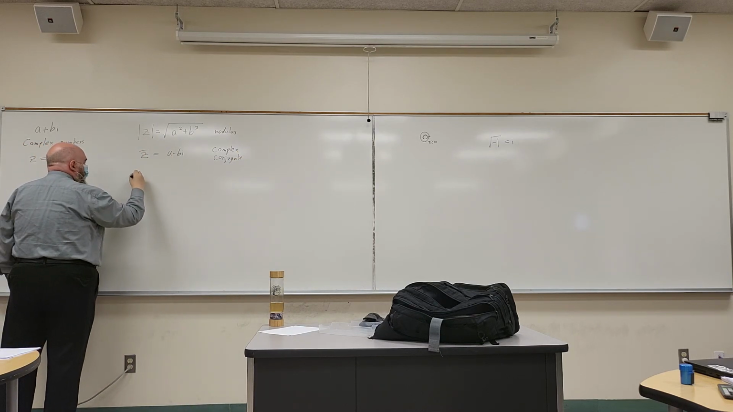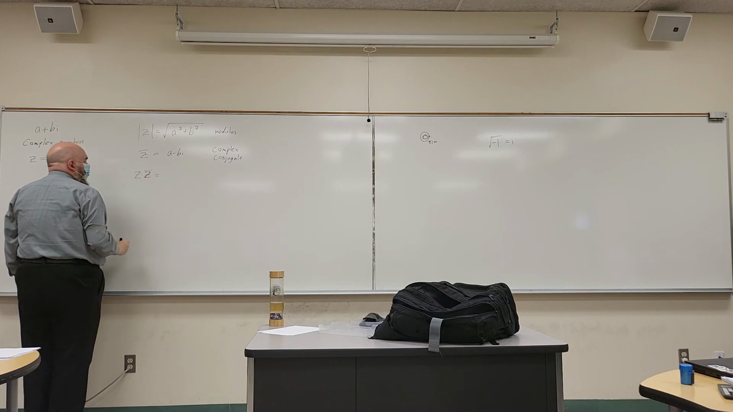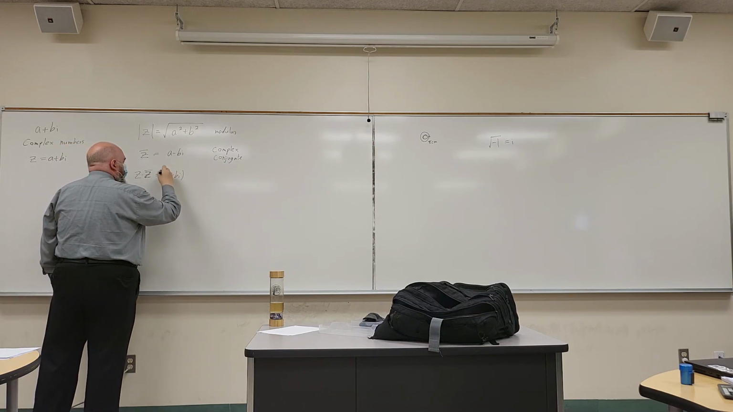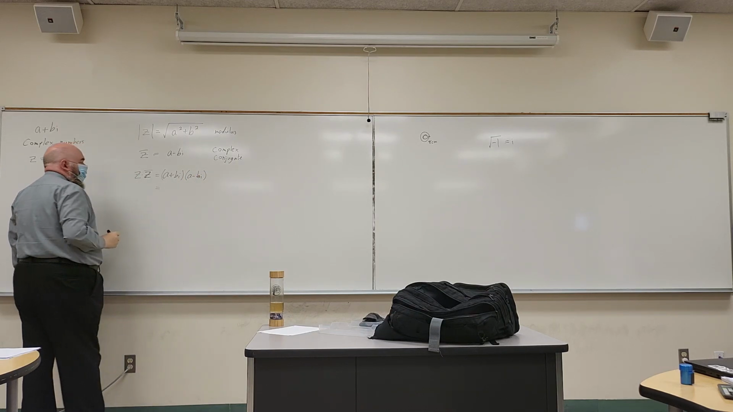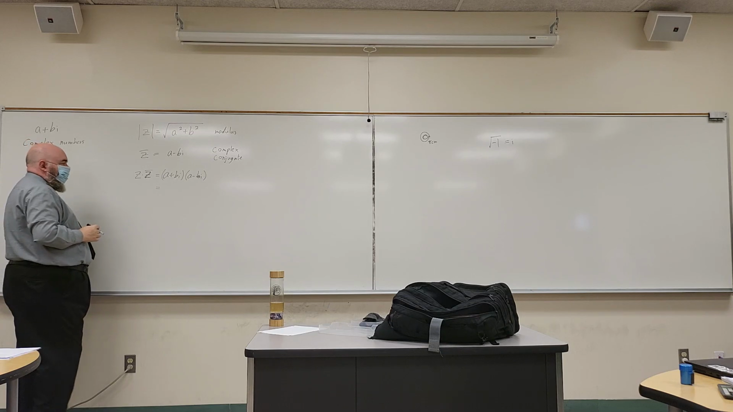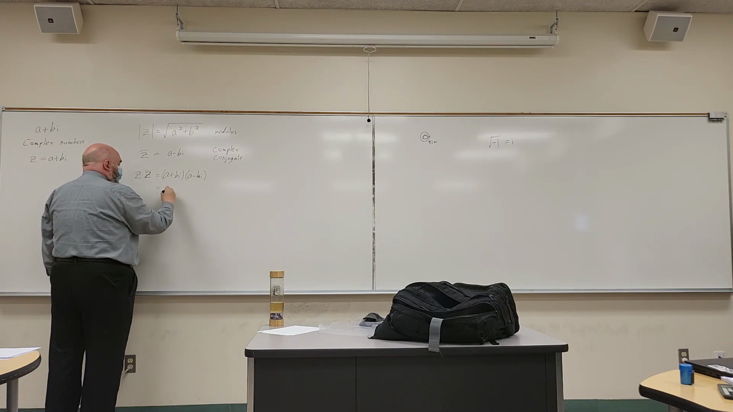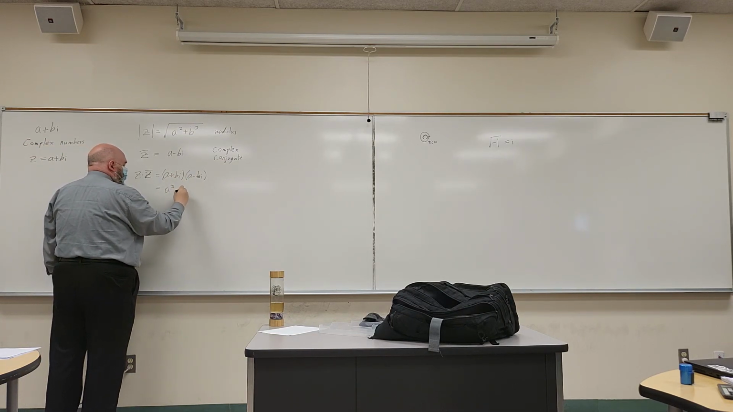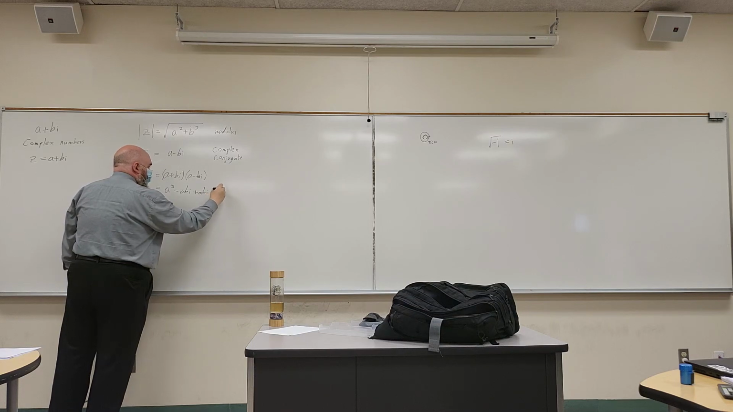So, if I take a complex number and multiply it by its complex conjugate, that's going to be a plus bi times a minus bi. When I multiply those, what's going to happen? It would be the difference of squares if these were real numbers. But they're not, and that changes a couple of things. You can still distribute. I'm still going to get a squared. I'm still going to get minus abi plus abi minus b squared i squared.